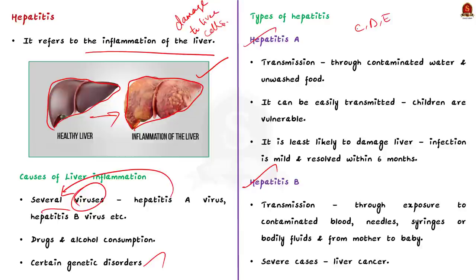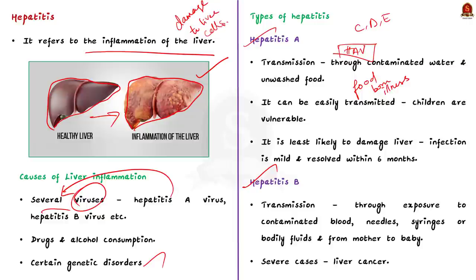First, let us take hepatitis A. Hepatitis A is caused by hepatitis A virus, HAV. Hepatitis A is mostly a foodborne illness. It can be spread through contaminated water and unwashed food. Note that hepatitis A can be easily transmitted, especially in children. But the good thing is that hepatitis A is least likely to damage the liver. It is usually mild and completely resolved within 6 months.